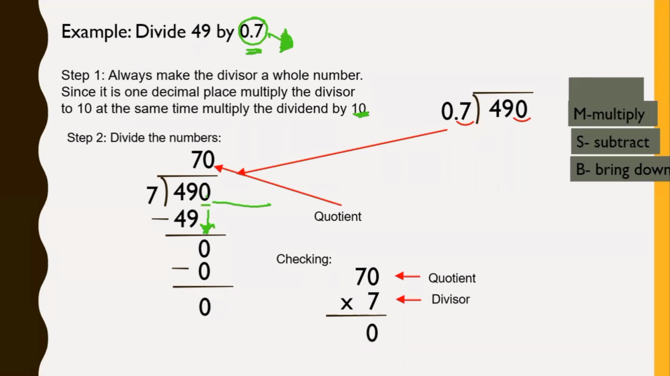7 times 0 is 0 and 7 times 7 is 49. So this is our dividend. And then it should be the same with your dividend in your given. So this is correct. So kapag parehas ang nakuha mong dividend, your answer is correct. Here, there's another way of solving it. So kung ang ginamit mong divisor ay 7, katulad nito, dapat ang magiging sagot 490.